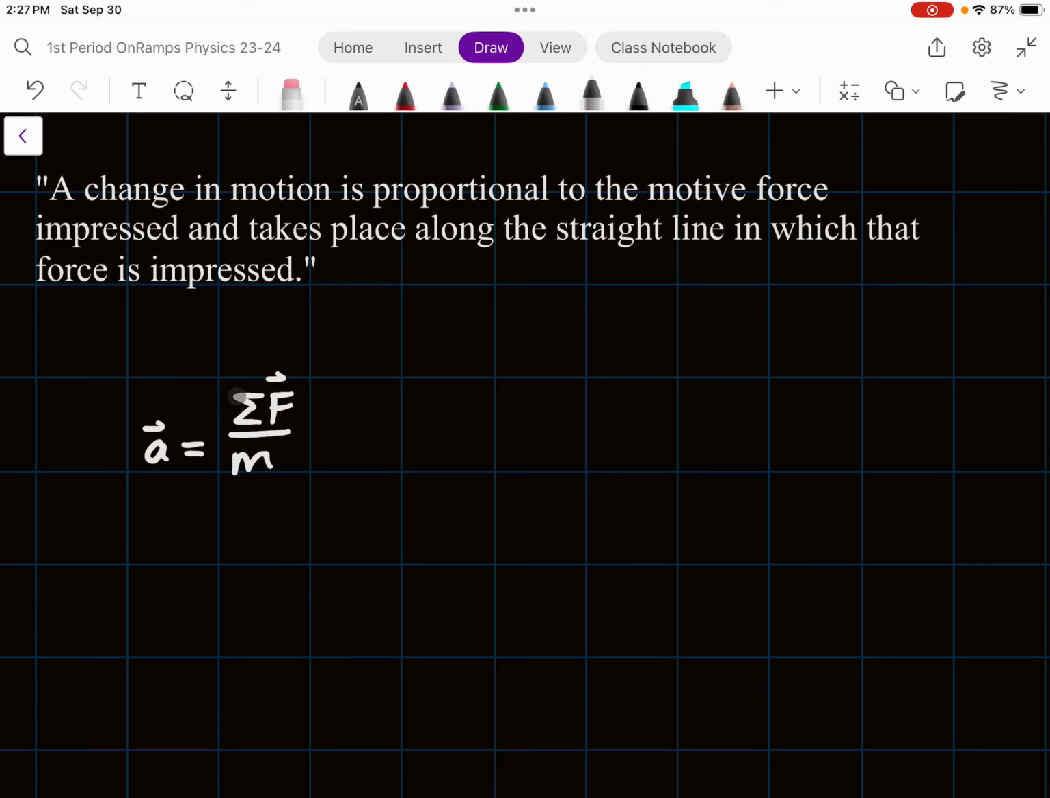This symbol is the Greek letter sigma, capital sigma. All it means is adding forces, the sum of the forces, meaning if we have more than one force acting on an object, we have to account for all of them.